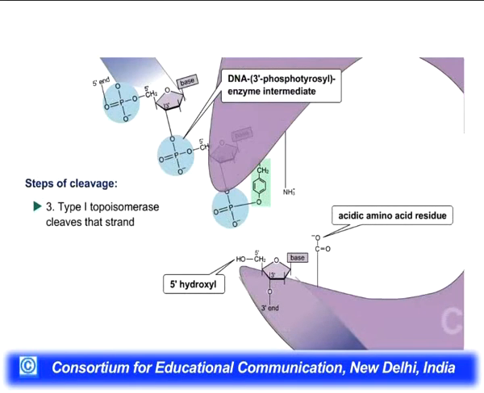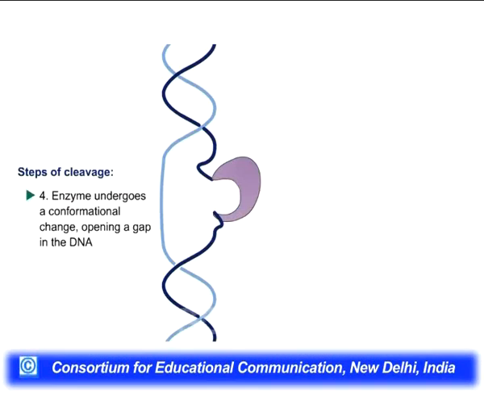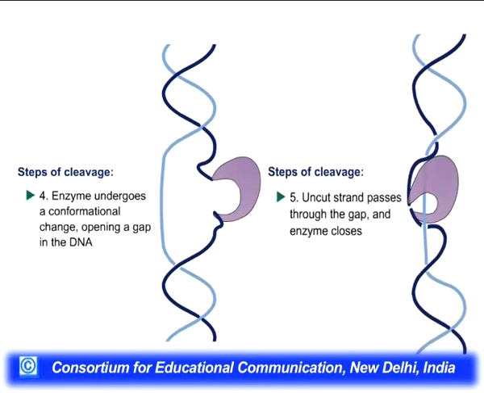So, type 1 topoisomerase came, bound to one of the strands, and has now created the nick. And then after creating this nick, a conformational change will occur in the type 1 topoisomerase, and it will increase this gap. So, the two strands are broken, and now these two broken ends are held apart. The enzyme undergoes a conformational change, opening a gap in the DNA molecule. The next step is that the topoisomerase enzyme will take this uncut strand and pass it through the gap, and then the enzyme closes.